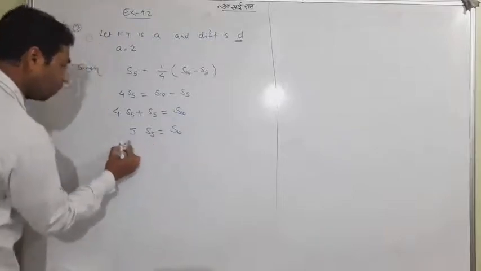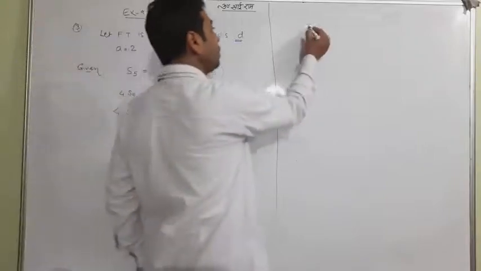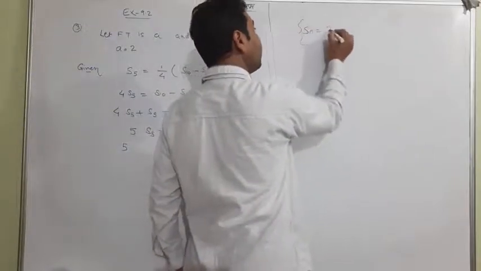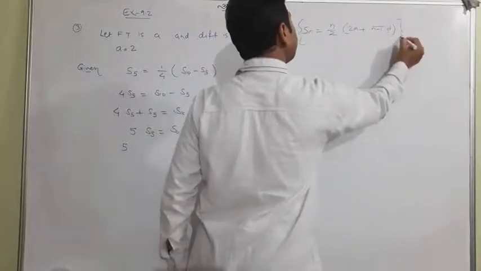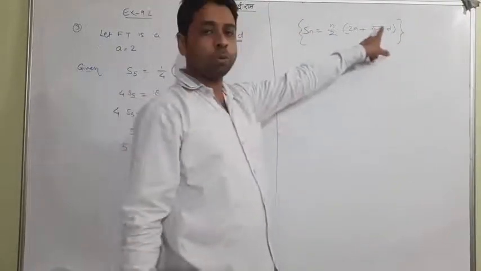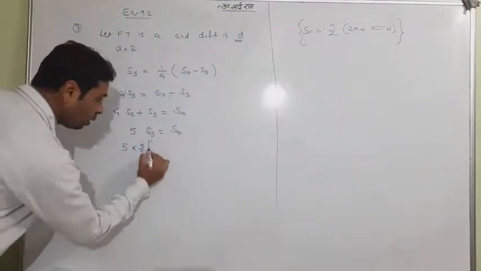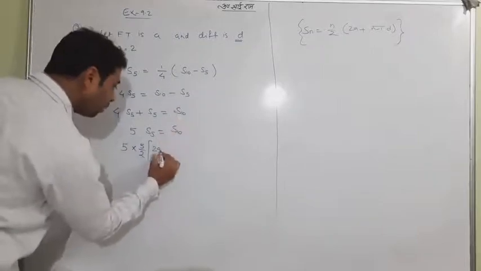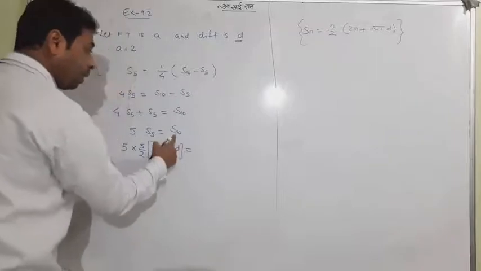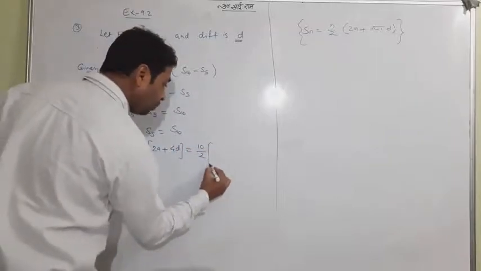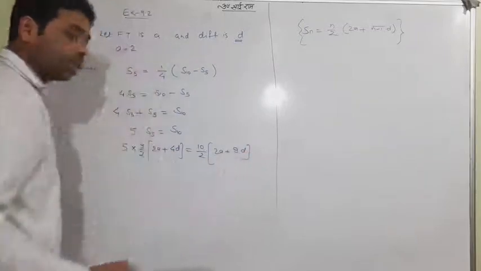Now use the formula. What is the sum of the first 5 terms? You know the formula of Sn. What is the formula of Sn? It is n by 2, bracket 2a plus n minus 1 into d. This is the formula. Use here n by 2, meaning 5 by 2, 2a plus n minus 1, 5 minus 1. Again S10 meaning 10 by 2, 2a plus 10 minus 1 into d, like that.